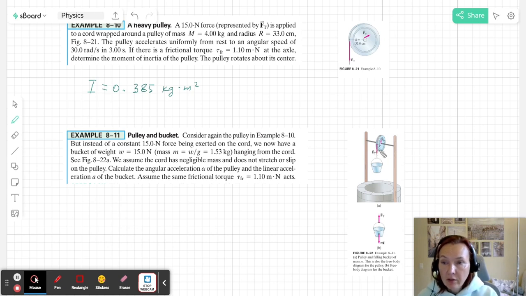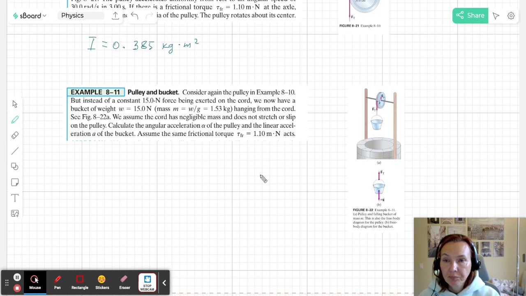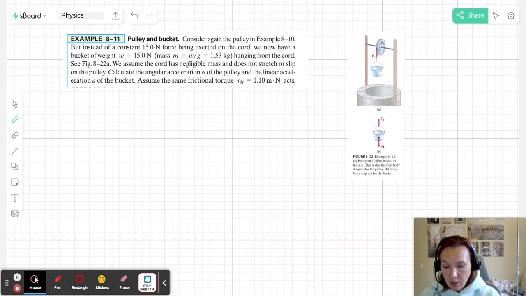So now, instead of a constant 15 newton force applied to the cord, we have a bucket of weight 15 newtons. If the weight is 15 newtons, that means that the mass is going to be 1.53 kilograms. And what we will calculate is the angular acceleration of the pulley and the linear acceleration of the bucket. The frictional torque is the same as in the previous problem. So I'm going to scroll down.